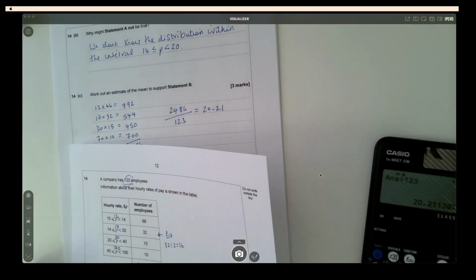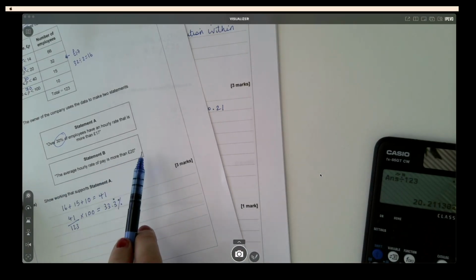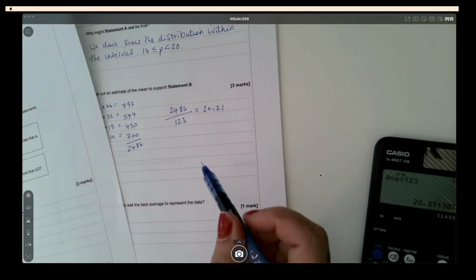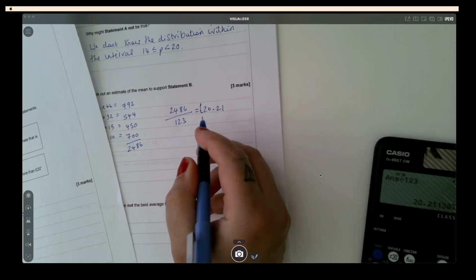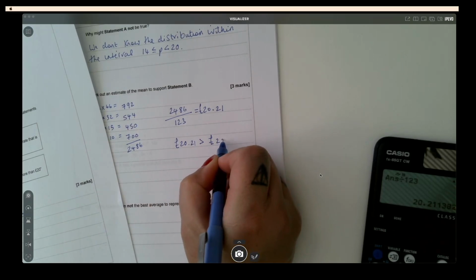Okay, so let's remind ourselves of statement B. The average hourly rate of pay is more than £20. We've just worked out that the average hourly rate of pay is £20.21. £20.21 is more than £20.